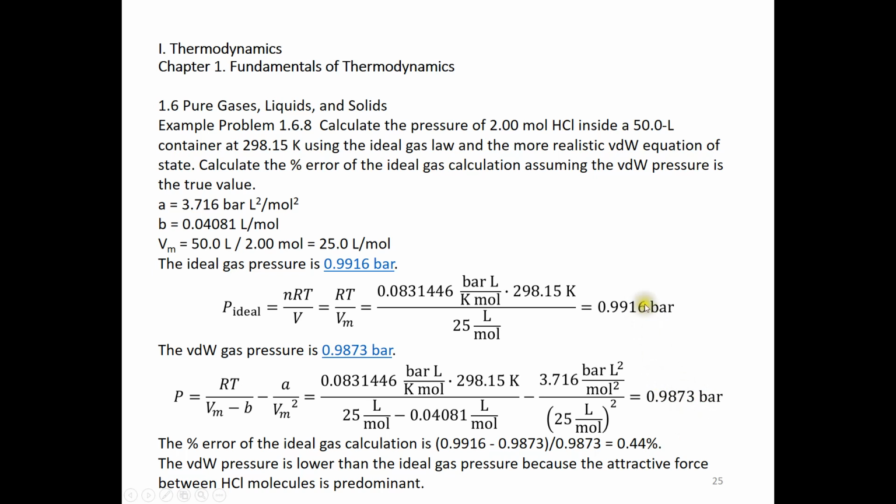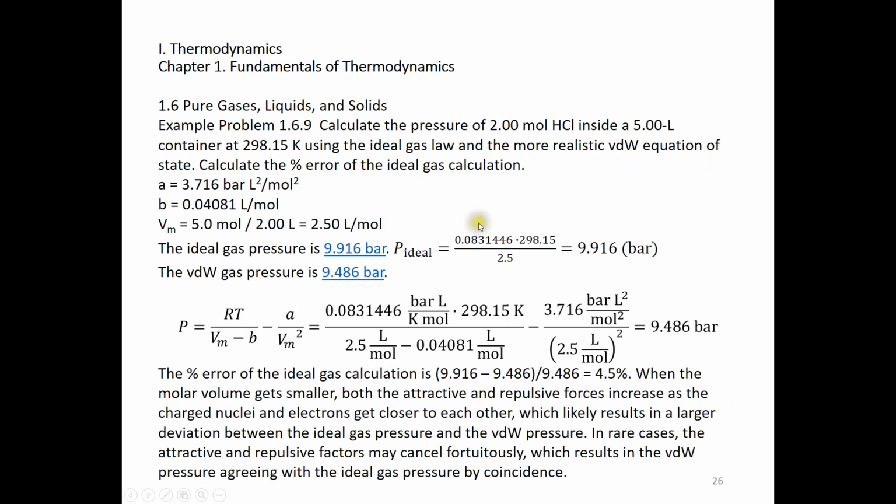If we compare these two numbers, this van der Waals gas pressure is a little smaller than the ideal gas pressure, mostly due to the attraction between the HCl molecules. And now we can see the percent error of the ideal gas calculation is 0.44%. It depends on your goal. Sometimes we say this is really small, and we view this HCl as an ideal gas. But if you need a higher level of accuracy, we can look up the values of those van der Waals parameters A and B and calculate the van der Waals pressure of HCl, and this number 0.9873 is closer to the actual pressure of this real gas.